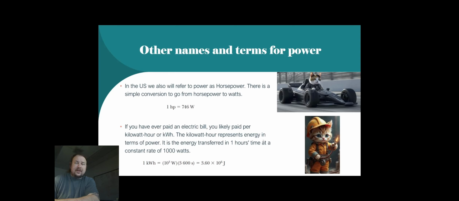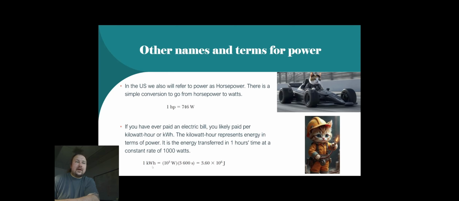Just so you know, a kilowatt hour is a very common thing to see. It's the amount of energy that is transferred in 1 hour's time at a constant rate of 1,000 watts. You most likely won't use 1,000 watts in every hour when powering your house or using your microwave, but this is how it's billed, right? It's the amount of energy that refers to 1 hour's time of 1,000 watts.